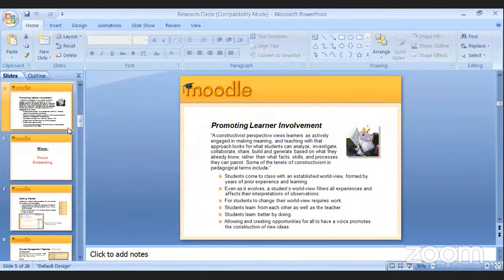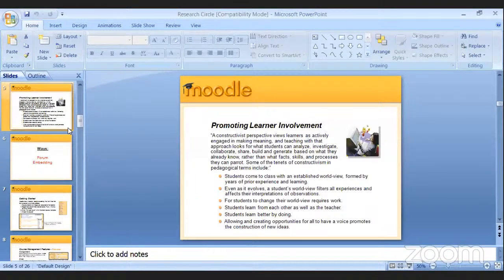In our case, Moodle. And here I have mentioned several points. For example, students come to class with an established worldview formed by years of prior experience and learning. We all have this kind of experience. If we are online teachers, we know that students have some preconceptions. They have some perceptions, and they come to the class with those perceptions. And it's a very usual thing. It's not an exceptional thing.